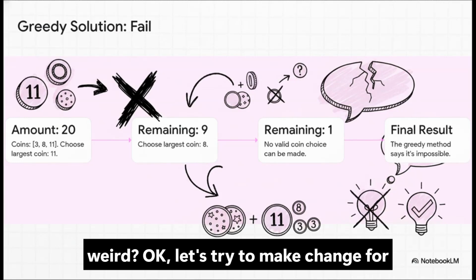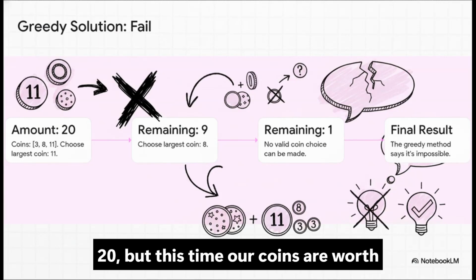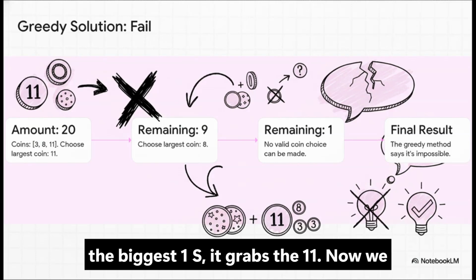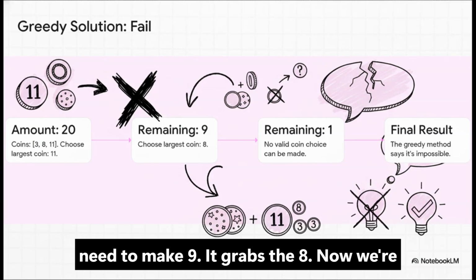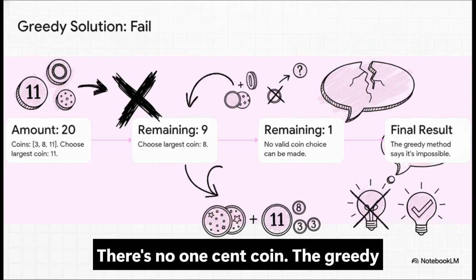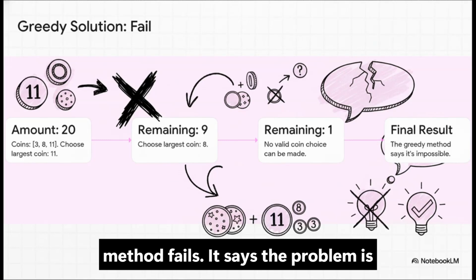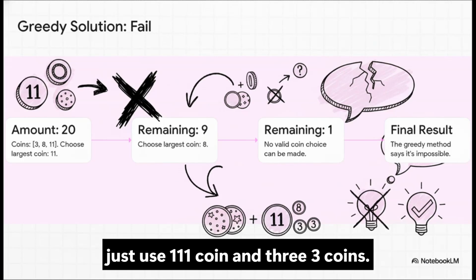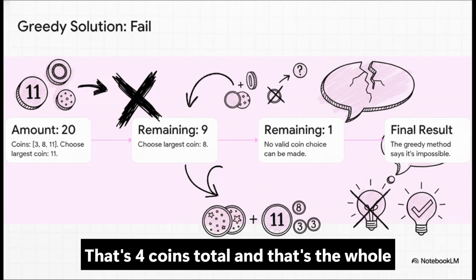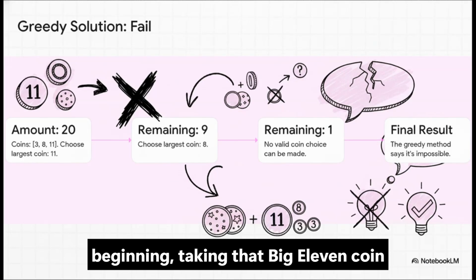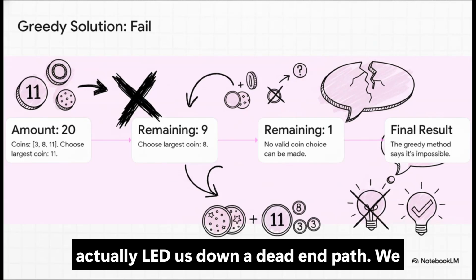Okay, let's try to make change for 20, but this time our coins are worth 3, 8, and 11. The greedy approach says, take the biggest one, so it grabs the 11. Now we need to make 9. It grabs the 8. Now we're left with 1, and whoops, we're stuck. There's no 1-cent coin. The greedy method fails. It says the problem is impossible. But is it? No way. You could just use one 11 coin and three 3 coins. That's 4 coins total. And that's the whole point, right? The choice that looked best at the beginning, taking that big 11 coin, actually led us down a dead-end path. We need a smarter strategy.